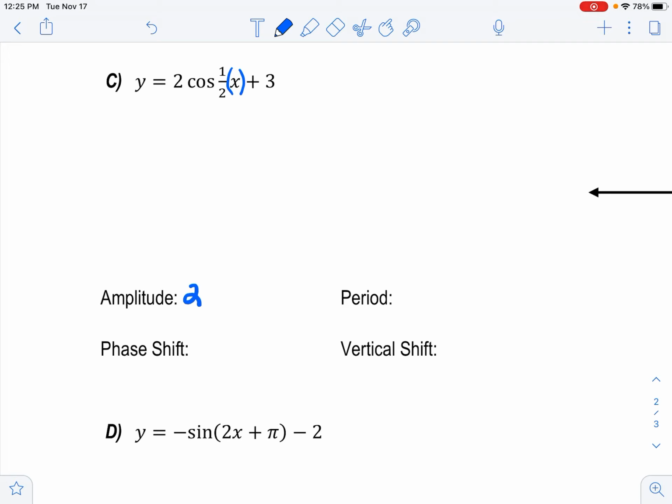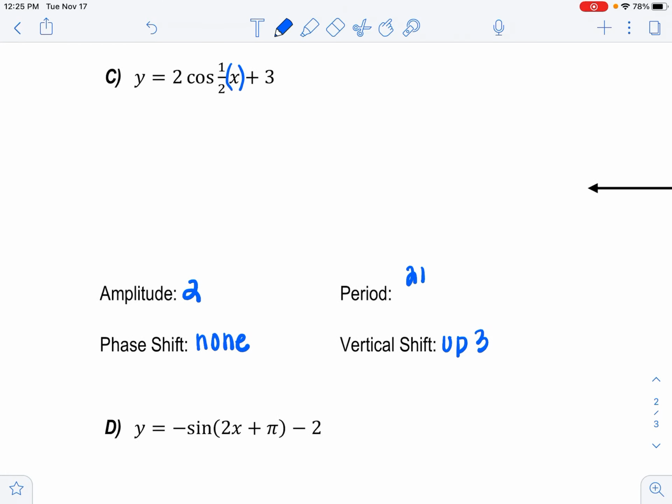Okay, now I'm going to get everything else. I need the amplitude. Cosine has an amplitude. It is 2. Phase shift. There's nothing being subtracted or added off of x, so there is no phase shift. Vertical shift, this is moved up 3. So make sure you put those parentheses in the right place, because if you put them around x plus 3, you're going to say that there's a phase shift left 3, which there is not.